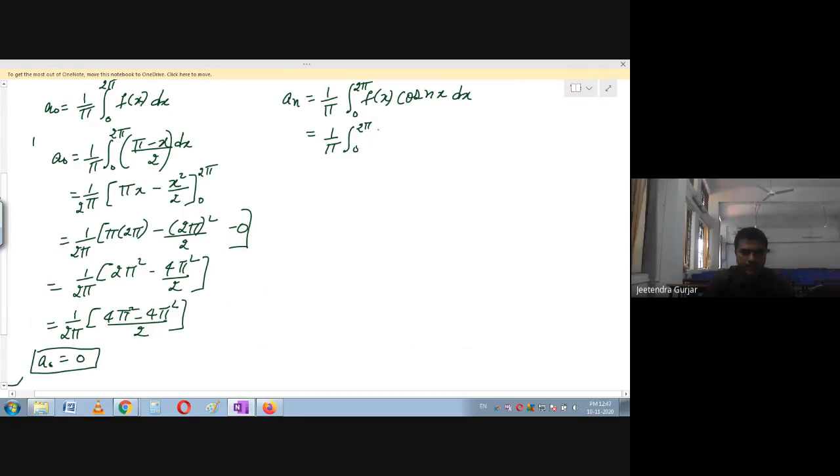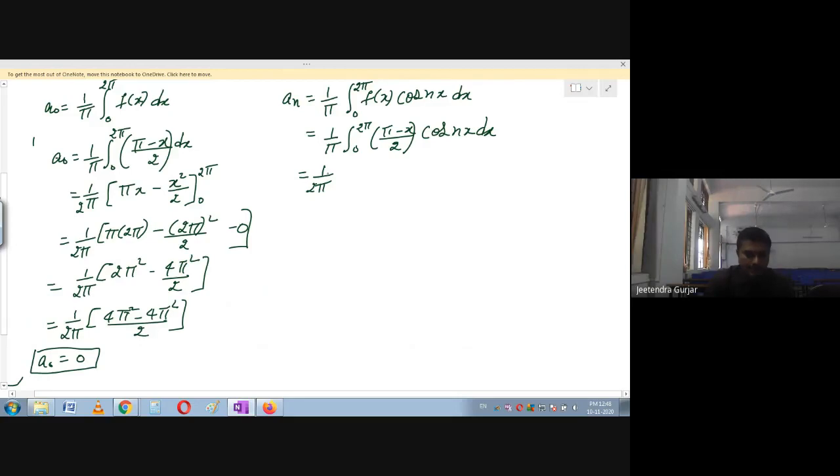So further if you simplify, this is equal to 1 upon pi, integration 0 to 2 pi. Substitute the value of f of x, that is the function they have given here, students, pi minus x upon 2. Remaining terms write as it is. Now 2 is constant, I will remove it outside. So we are going to get this as 1 upon 2 pi.